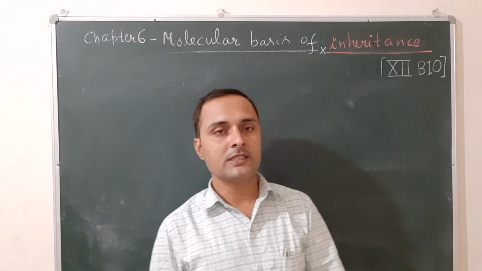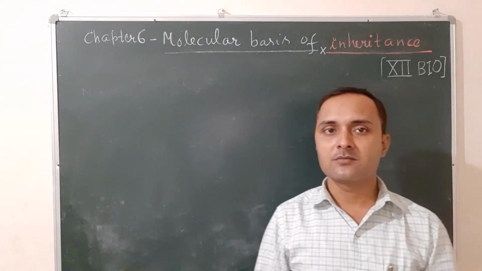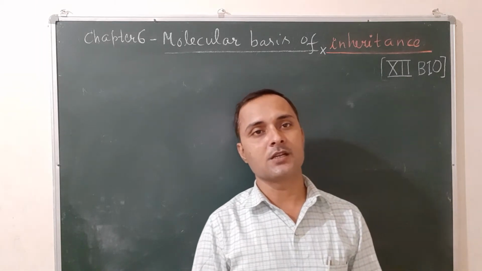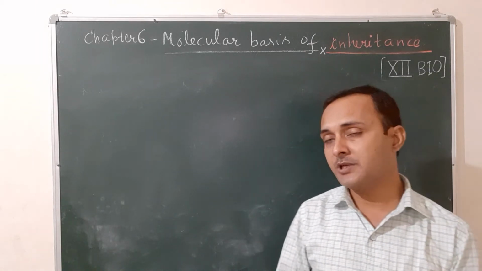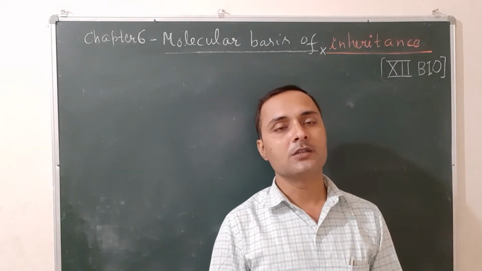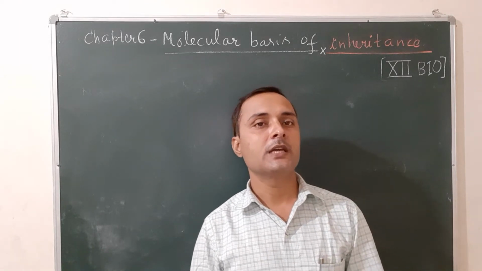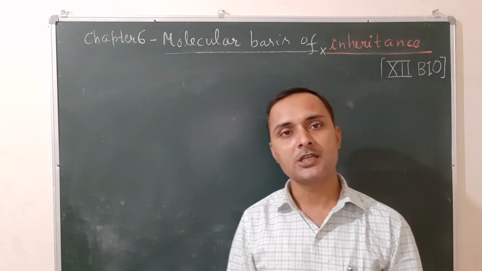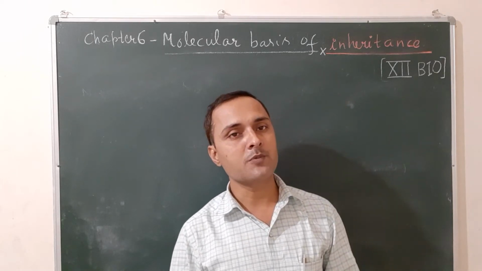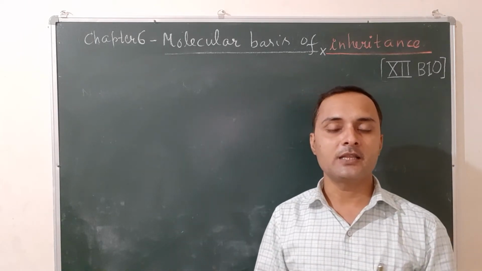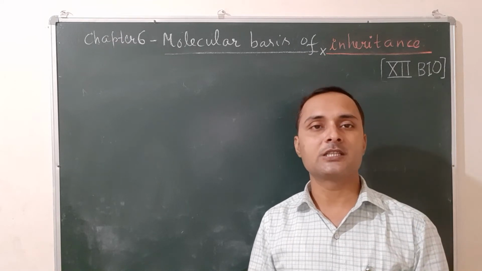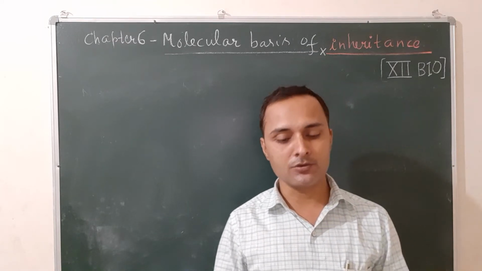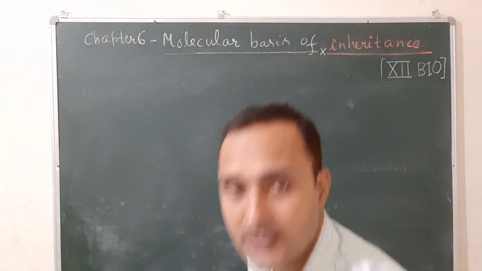Good morning, students. Let us continue chapter 6, molecular basis of inheritance, class 12. In the previous class, we discussed the structure and types of nitrogenous bases found in nucleic acids. Now, in this class, we will discuss the type of sugar found in nucleic acids, the type of nucleosides found in nucleic acids, and what nucleosides are. Let us see one by one.